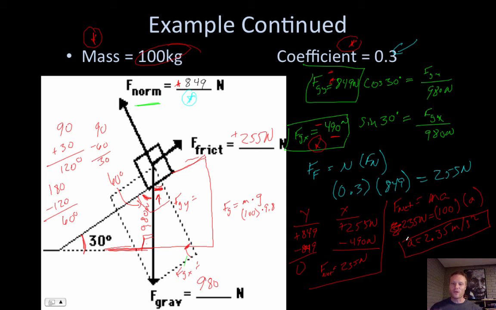All right. That's one example of an inclined plane problem. I really can't change it up all that much more. I could add an applied force to it, but basically if you can get the basics of this, you'll be sitting pretty. That takes care of this video.